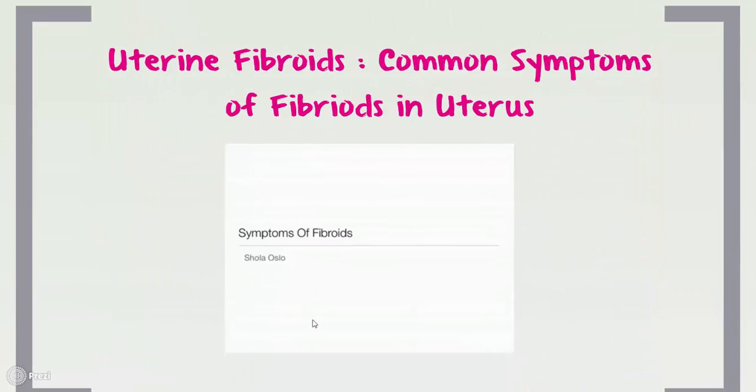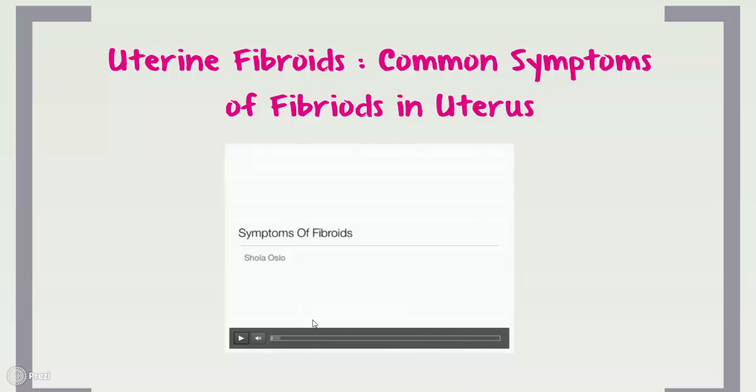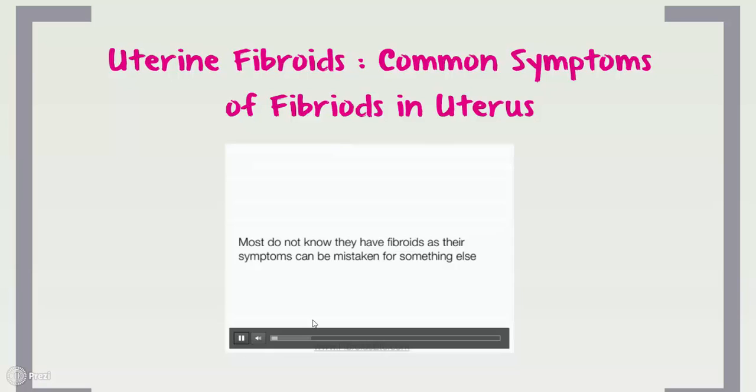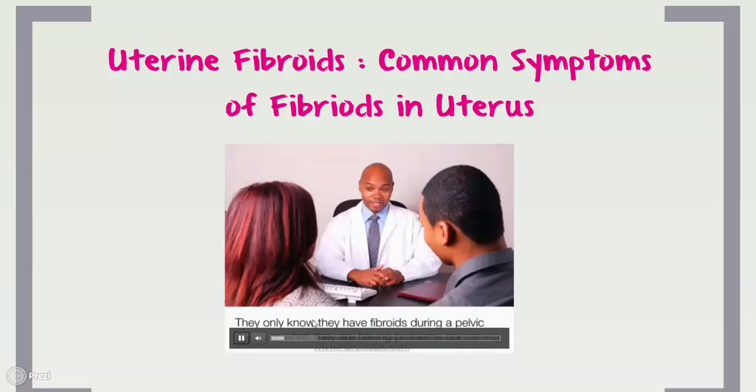A video about uterine fibroids, a common condition of the uterus. Uterine fibroids are very common in women of childbearing age, but most don't even know they have them, as the symptoms of fibroids can easily be mistaken for something else. In fact, 50% of women with fibroids have no symptoms at all, and only know they have fibroids during a pelvic exam or when they're having trouble conceiving.